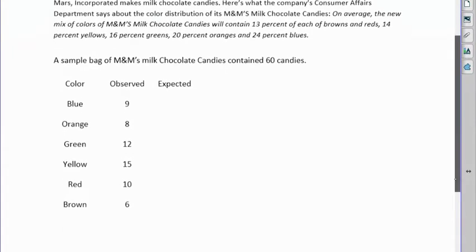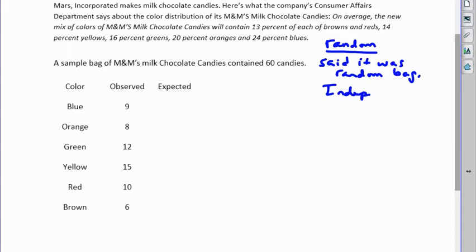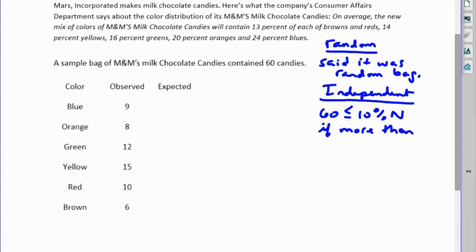I've set it up in a table. We have random. They said it was a random bag. Independent. Let's check that. 60 candies, because that's N, less than 10% of N. If more than 600 candies, seems reasonable.